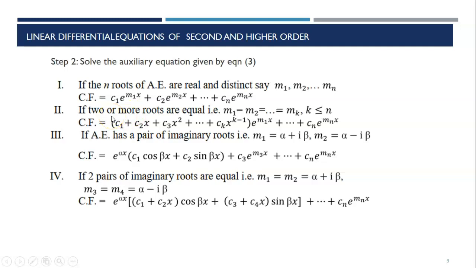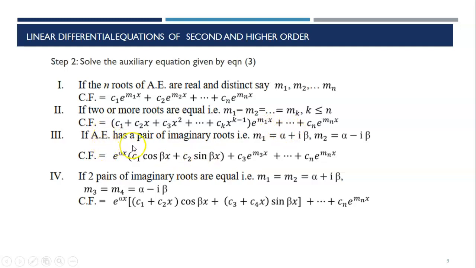Next is the case where two or more roots are equal, that is m1 is equal to m2 is equal to m3 and so on. So the roots are real and equal. Suppose any two roots are equal, that is m1 is equal to m2, then the complementary function is c1 plus c2x into e to the power mx. If any three roots are equal, then it is c1 plus c2x plus c3x square into e to the power of the corresponding common root m into x, plus and so on.